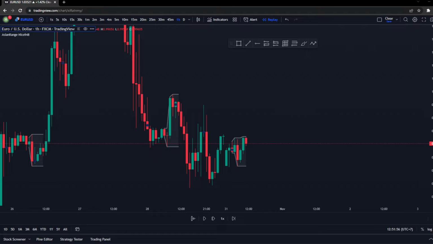This is a breakdown of 31 October till 4 November.